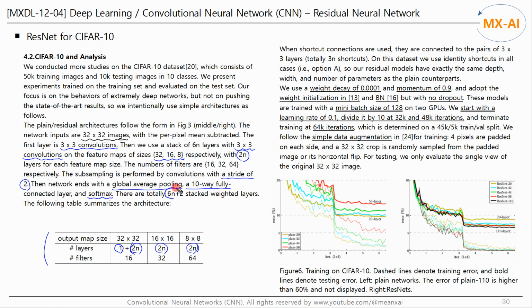There are totally 6n plus 2 stacked weighted layers. If n is 3, a total of 20 weight layers are stacked. This is the ResNet20 for CIFAR10 image classification. Let's take a closer look at this through the figure on the next page.